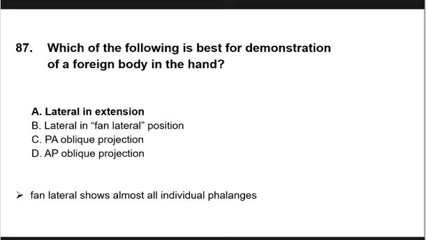And yung hand APL routine ng foot. Yan. O, tama yun, Aldrin. Pag foot, APL. Pag hand, yan. PA and lateral. Diba? Hand, PA and lateral. Tama.